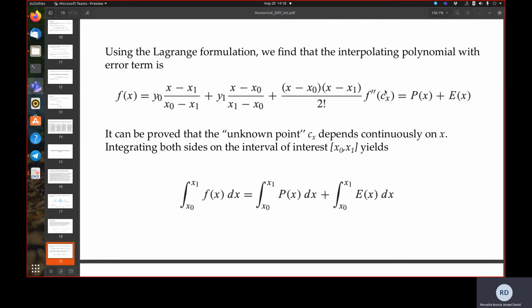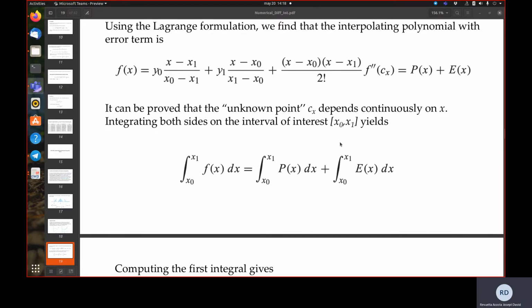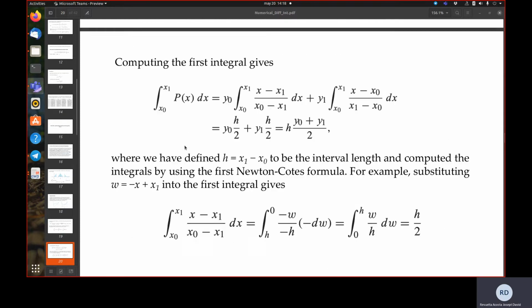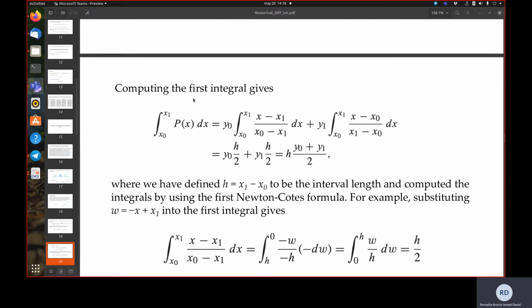So we can then integrate both sides of the equation. The integral of the function f(x) can be approximated by the integral of P(x) over the interval from x0 to x1, plus the error term over the same interval. With that in mind, we can substitute the Lagrange terms, and we are going to obtain something similar to this.